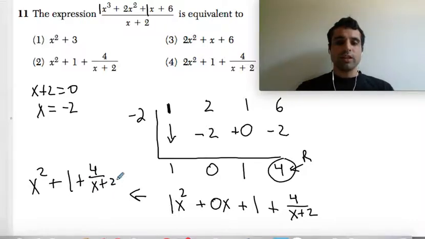So I find that to be a lot faster and easier than long division, and the more terms there are on the top, the more true that is. So we get x squared plus 1, plus 4 over x plus 2, and choice 2 is our answer. All right, so those were 3 ways to do it.